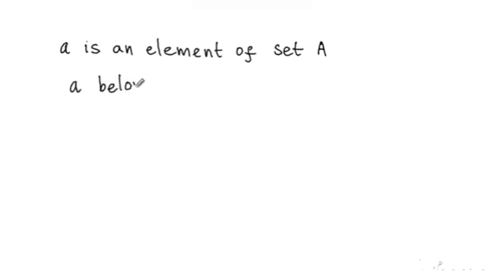Now we can move on to the representation of a set. Suppose small letter a is an element of a set, say capital A. Then we can say that small letter a belongs to capital A. We can write that using the symbol epsilon, which is a Greek symbol. We represent that as a belongs to capital A using the epsilon symbol.